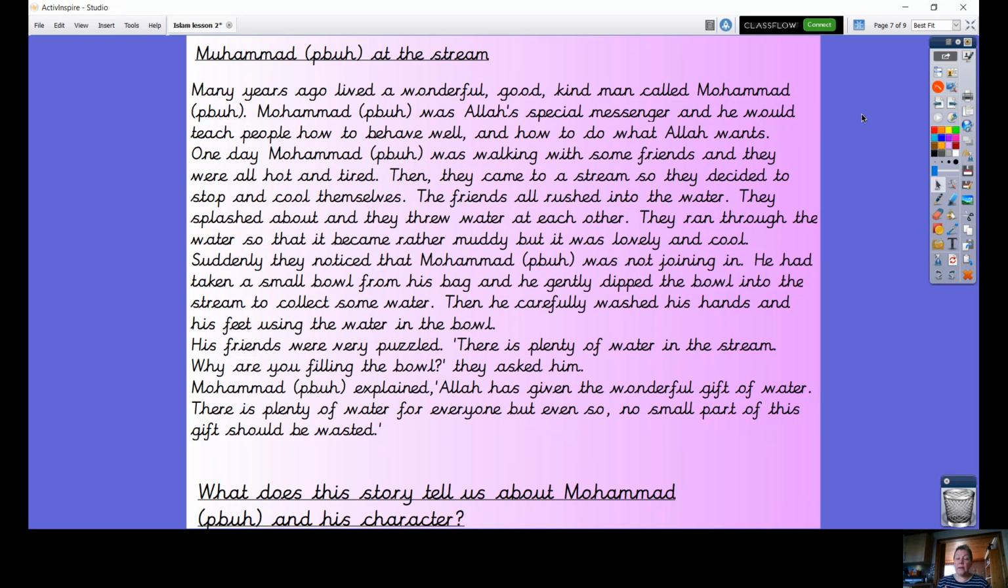For me, I think that it shows you that Muhammad appreciates everything that Allah has provided for him, as other religions also are grateful for what their God has provided. I think that Muhammad, in washing his hands and feet from that one piece of water that's in the bowl, will then know that the other water is then clean for people to drink. It will also be there for other people to drink after he's gone. So he's very thoughtful, he's very considerate.